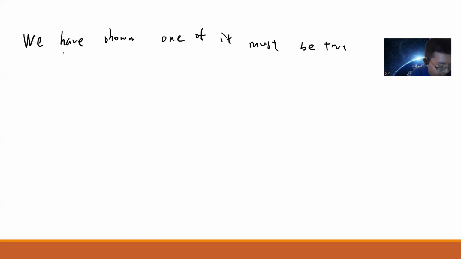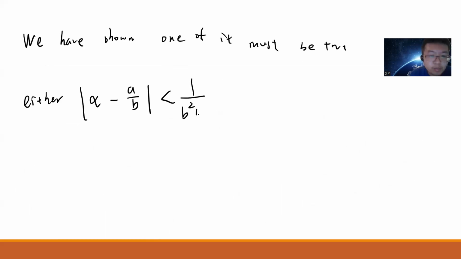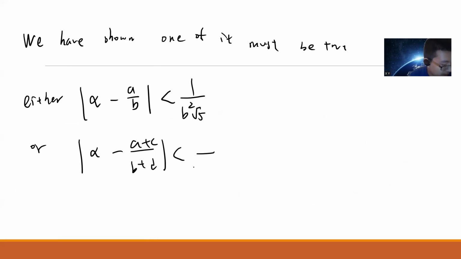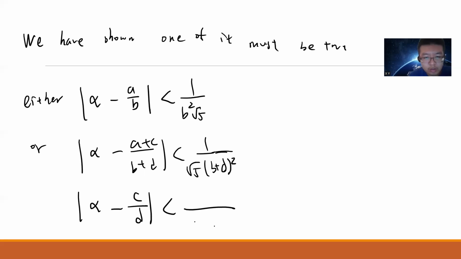Okay, so either |α − a/b| < 1/(b²√5), or |α − (a+c)/(b+d)|, the middle one, is less than 1/((b+d)²√5), or |α − c/d| < 1/(d²√5). So one of these must be true, which proves the result, right?